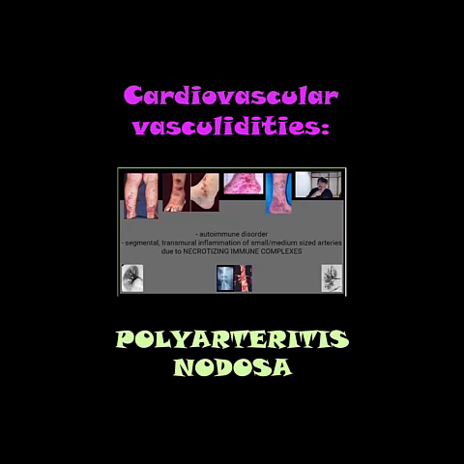So next we're going to ask, what is the pathophysiology of the disease? Polyarteritis nodosa is an autoimmune disorder characterized by segmental transmural inflammation of the small and medium-sized arteries due to necrotizing immune complexes. The next question we're going to ask is, what vessels are involved?